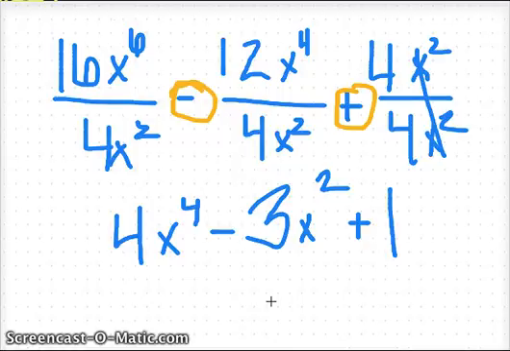So notice how the coefficients were divided, and you want to notice how the exponents were subtracted, and you want to notice how the last term was reduced to 1.